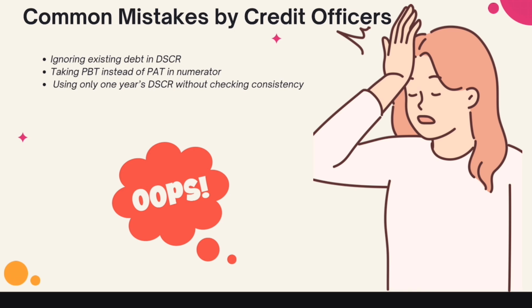Choosing only one year DSCR without checking consistency. No, you cannot calculate the DSCR on the basis of next year only. You have to take the consistent DSCR, or you can say that you have to calculate average DSCR, right? Remember, DSCR is not just a number, it reflects repayment strength. Always review assumptions, cash flows, and loan terms together.